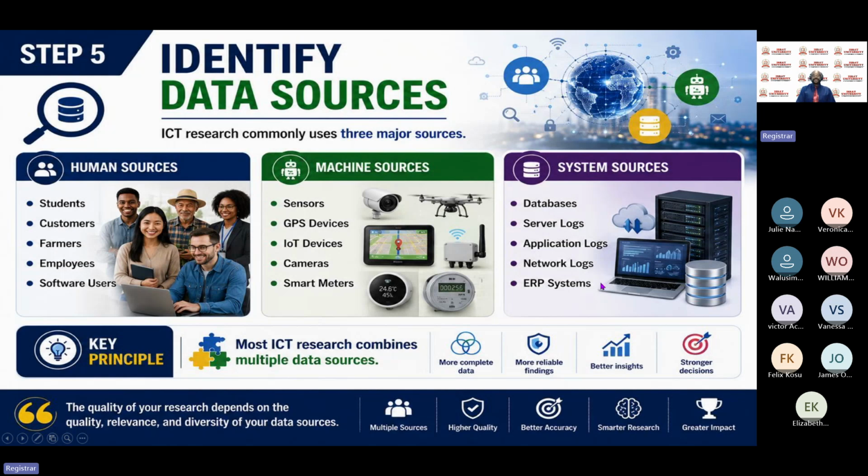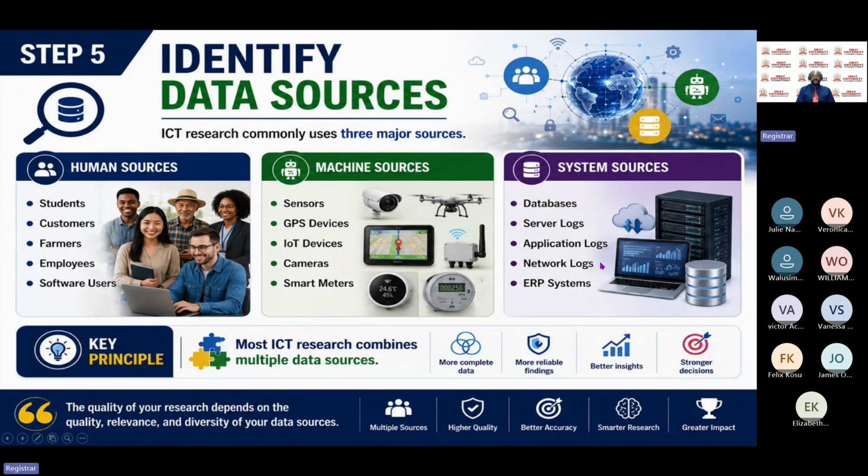Using system sources, database, server logs, application logs, network logs, ERP system, all these three things. So now you can see a small bit of change. There is a shift from social science research to ICT research. Why do I say this? Most of the micro research or major research that scholars present in ICT has more deviation to human sources. We cannot see data from machine sources. We cannot see how the system sources are integrated. So human source is only one small element.